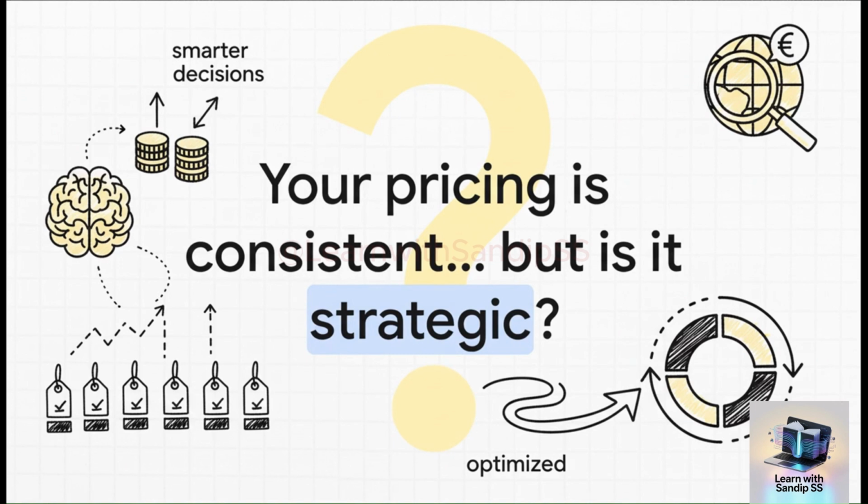So, we've seen how to make sure your pricing is consistent and accurate, but that brings up a much bigger question, doesn't it? Now that you have control over the data, how do you actually use it to make smarter decisions? Sure, your pricing might be correct, but is it optimized? Is it strategic? And that, well, that's the next level of the game.